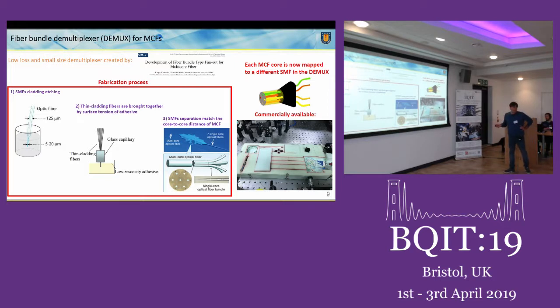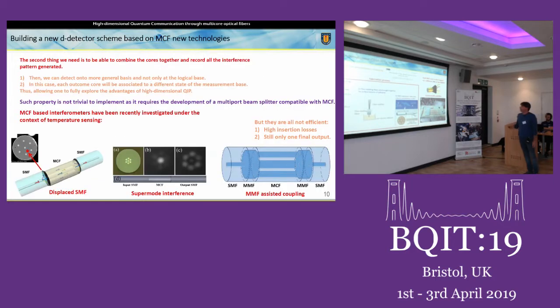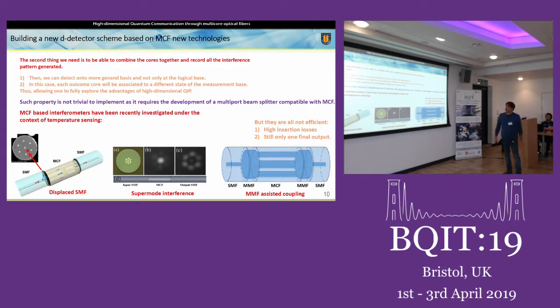So here you can see the device. We have the 4 single-mode fibers in here. They are glued together here with the multicore fiber. It's coming out here, so we have the multicore fiber with 4 cores in here. And we have also this device for the 7-core configuration. So, okay, this was the first device we had to develop. And then the second one is the device that allows us to combine the cores together, no? Which is the multiport beam splitter.